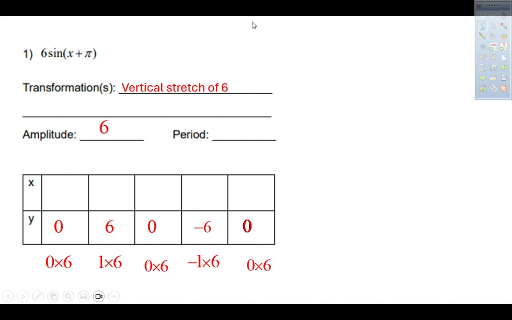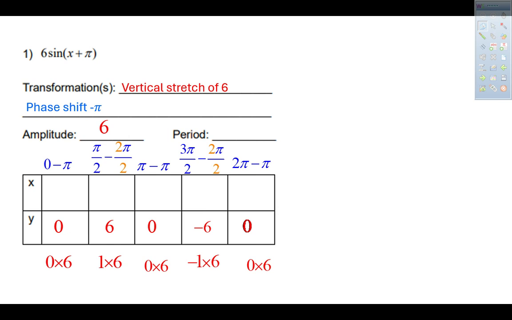All right. Now, yesterday we talked about what the plus pi does. We call that a phase shift of negative pi. And the reason it's negative pi is plus pi makes the graph go left, which moves it into the negative direction. It moves it by minus pi. So I'm subtracting pi from all of the original sine x values. The original sine x values are 0, pi over 2, pi, 3 pi over 2, and 2 pi. And what I'm showing you here is me subtracting pi.